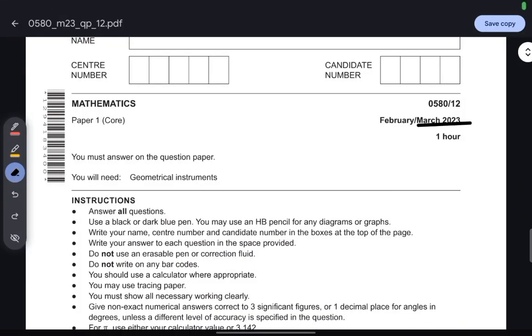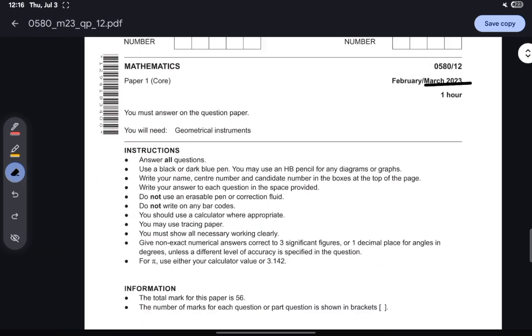So today we're going to be working through this paper 1 for Core Maths IGCSE February-March 2023. So let's start.